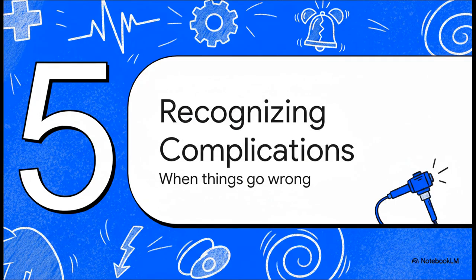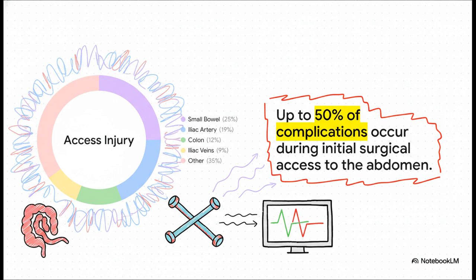Okay, so now we've got to talk about what happens when things go wrong, because despite all our best planning, they sometimes do. And our ability to spot and manage these complications in a split second is everything for patient safety. Now, this is a pretty startling statistic. Up to half of all the major complications happen right at the very beginning, during the initial access. As you can see, the small bowel is the most common victim. But an injury to the iliac artery or vein can cause a massive hidden bleed. And you, as the anesthetist, you're the one watching the monitors. You might be the very first person to know something is seriously wrong.